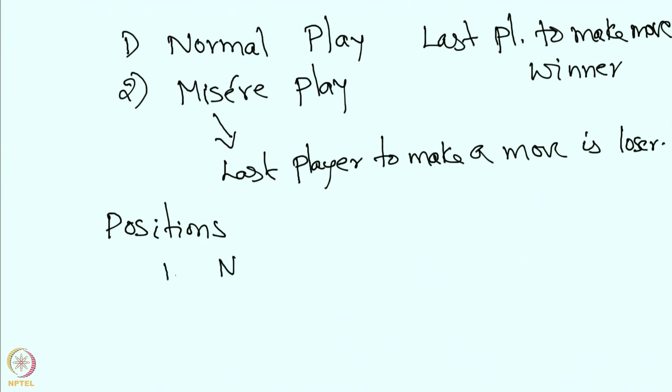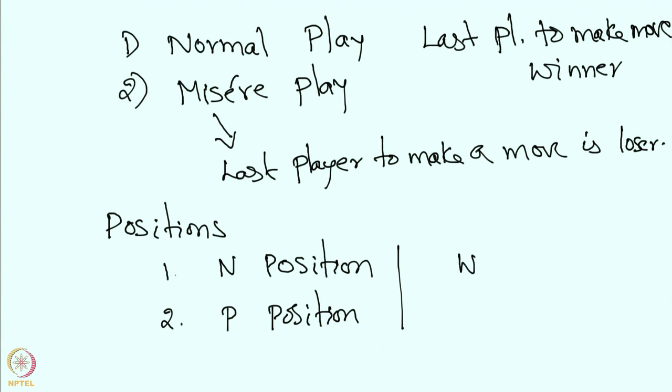So, there is something called N position, the other is called P position. A position in a combinatorial game is called N position if the person who is going to make a move from that position is going to be the winner. Whereas, in a P position, the previous person who made the move is going to be the winner. So, these are mainly for win-loss games. Here, we are not considering the draw option. Of course, it is possible to include the draw option. Now, let us look at a simple game, and we will discuss how this can be done.